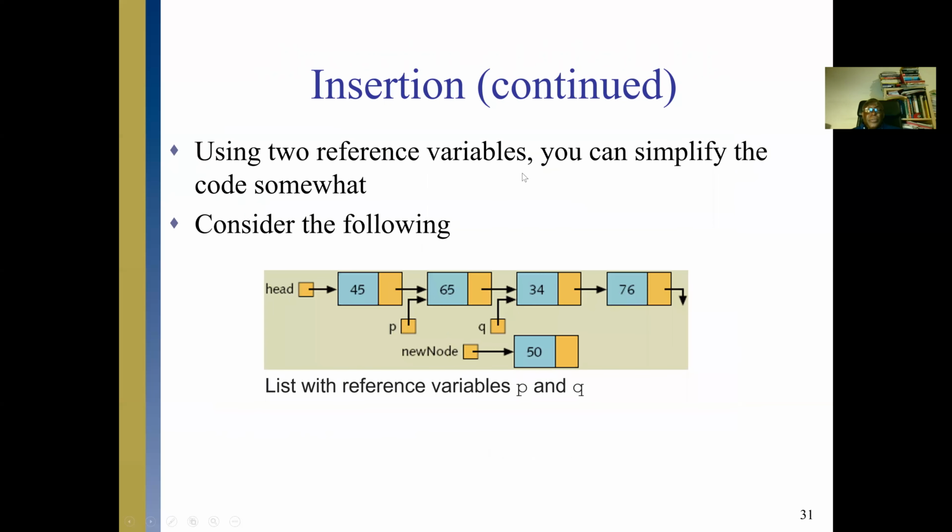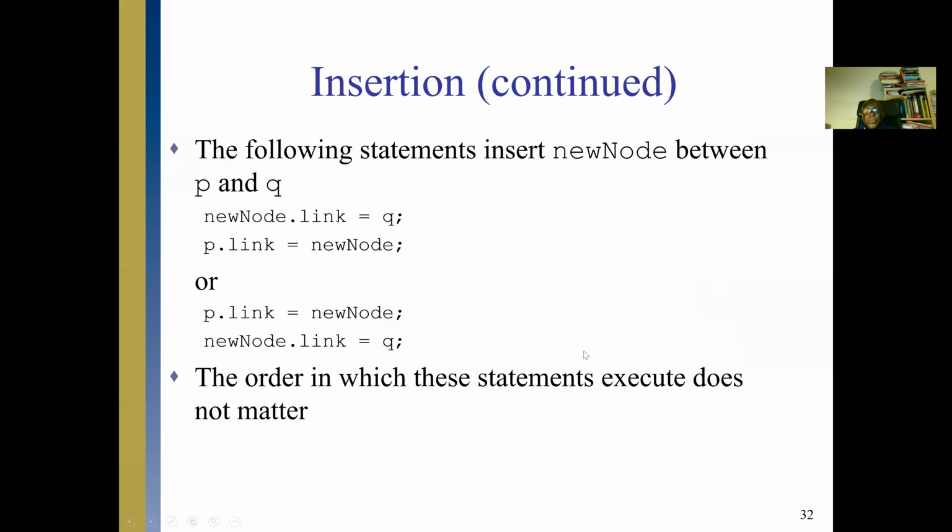So for inserting, again, we can use two reference variables. You can simplify the code somehow. So instead of inserting an item with only one pointer, if I have P and Q, it's very easy because here I'm going to set both P and Q around the new node. P will be in the front, Q will be in the rear. So the following statements set a new node between P and Q. So we can see P comes before Q.